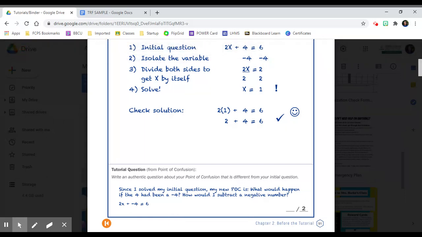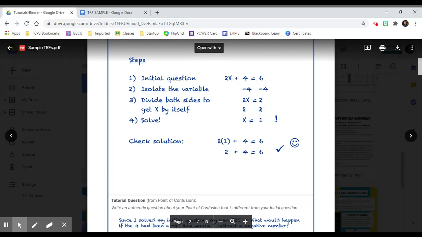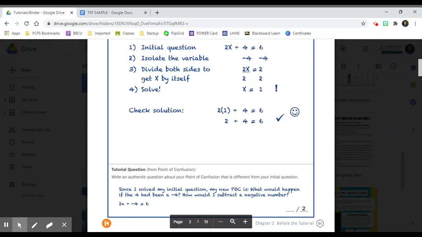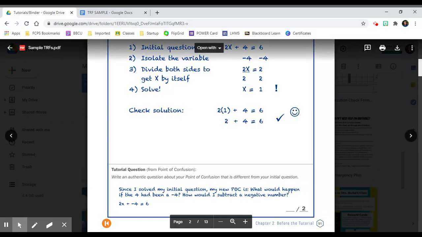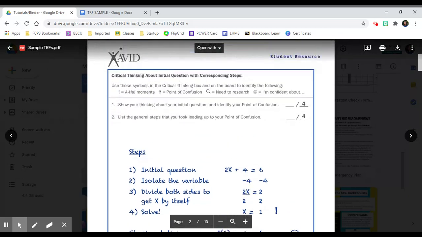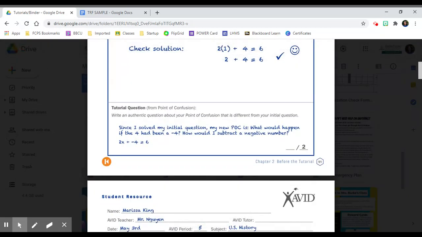Where did they get stuck? What would happen if the 4 had been a -4? So they're saying, if I go back to this original equation, how would it be different if it was a -4? How would I subtract a negative number? And this is what they wrote. So if they were able to solve their problem in the process of thinking through it, they can write kind of a what if question.